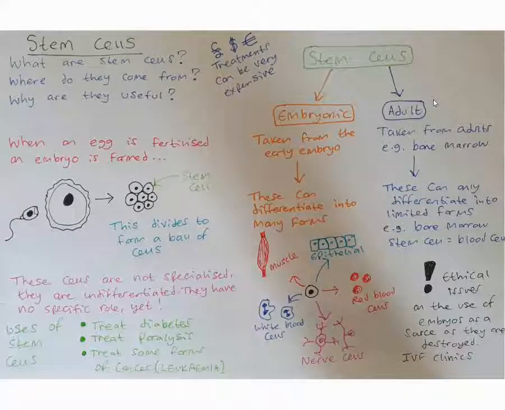You can actually take them from a swab of your mouth, but these tend to be in a lot lower numbers. The problem with adult stem cells is they're very limited in what they can actually become. So for example, if you took some bone marrow from an adult, those bone marrow stem cells really can only become blood cells. They're limited because of the location that they were taken from. So it has its limitations and its restrictions.